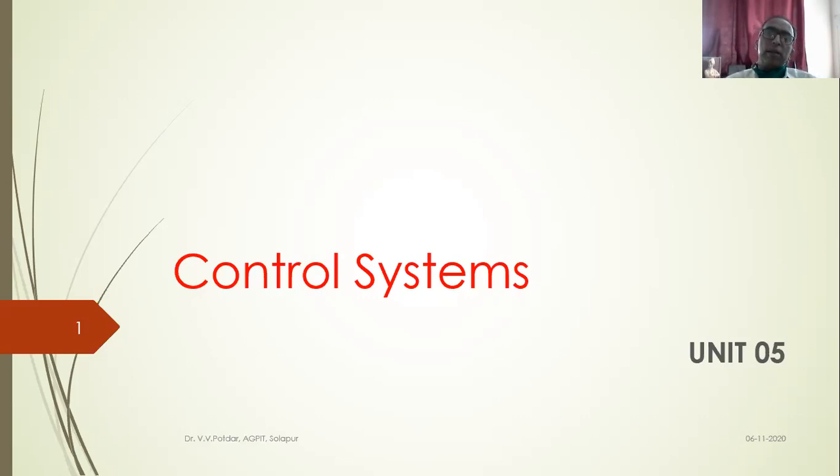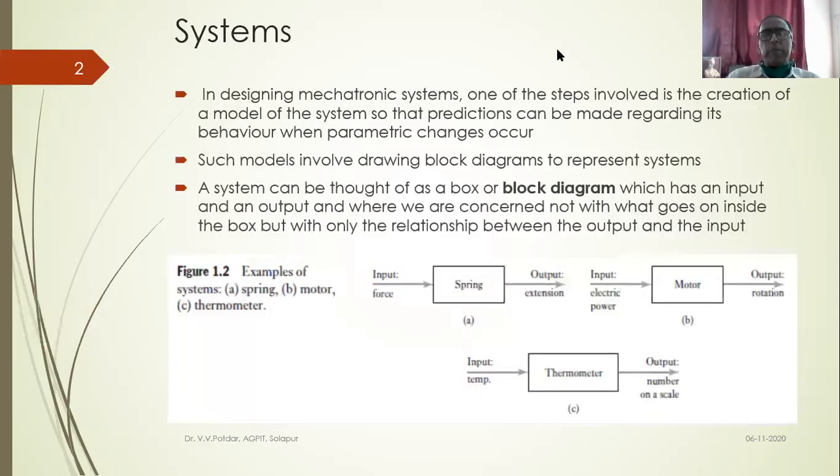So let us start with the concepts or the definitions of various terms used in control systems. First of all, let us see what we mean by a system. In designing a mechatronic system, one of the steps involved is to prepare a model of the system so that predictions, as I told you earlier, can be made regarding its behavior when parametric changes occur.